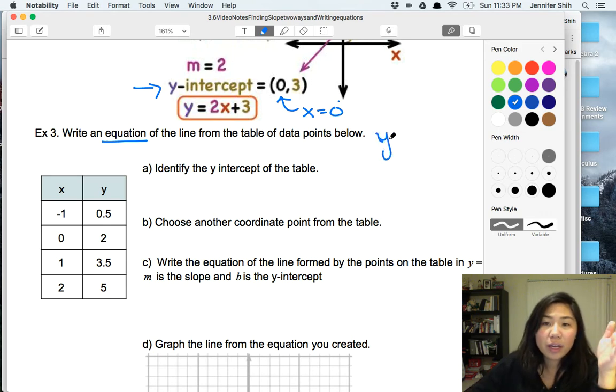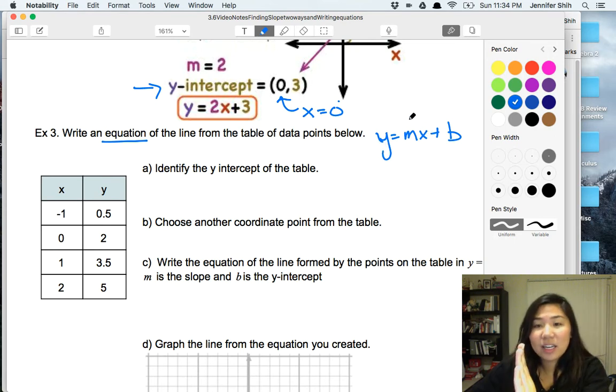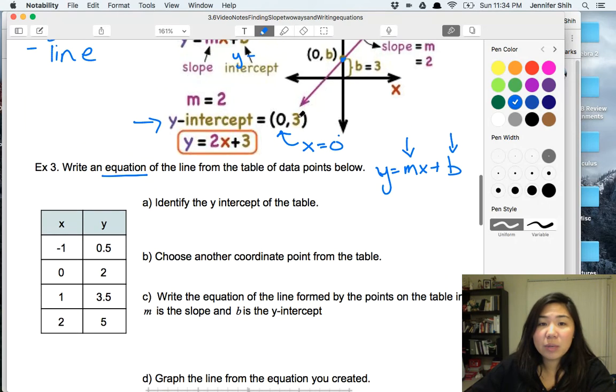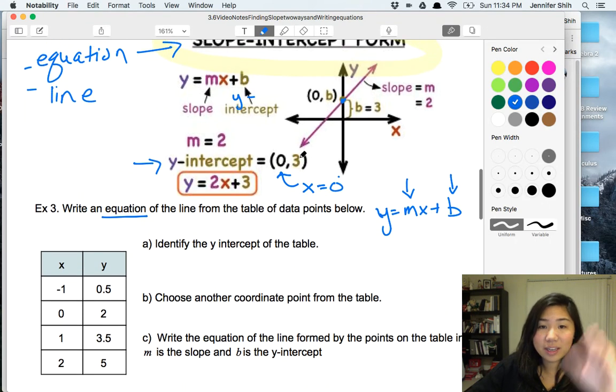We are going to write it in this form, y equals mx plus b. When we do this, our equation is going to have a y in it, and an x in it. The only things that change are these numbers, m and b. Okay, b is going to be our y-intercept, like there's a 3 here. And 2 was the slope in this case, so they changed the 2.